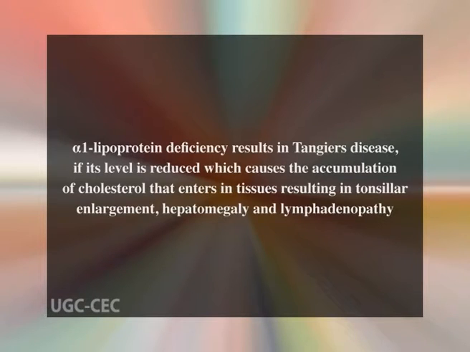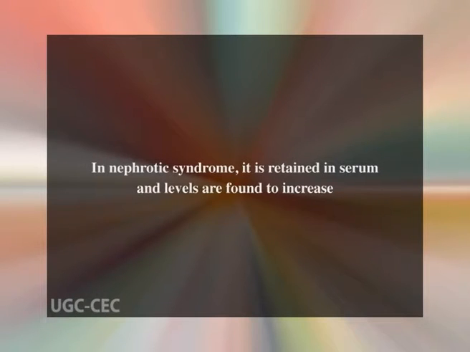In a rare genetic disorder, alpha-1 lipoprotein deficiency results in a dangerous disease. If its level is reduced, it causes the accumulation of cholesterol esters in tissues, resulting in tonsillar enlargement, hepatomegaly, and lymphadenopathy. Alpha-2 macroglobulin makes up most of the alpha-2 globulin fraction. In nephrotic syndrome, it is retained in serum and levels are found to increase.